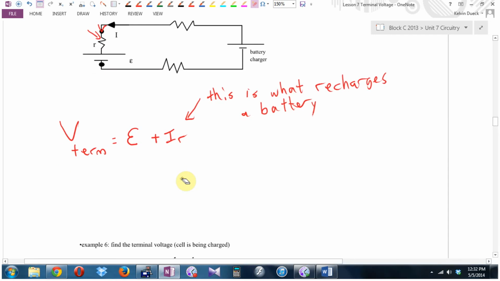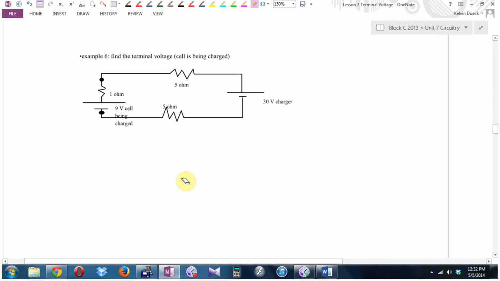And that's why on your formula sheet it does say plus or minus I times R, right? Minus if you're just using it regularly, plus if you're recharging. And it'll be very obvious that you're recharging. There'll be two batteries in the system. One will be clearly bigger or be called the charger or something like that. So, find the terminal voltage if this cell is being charged.